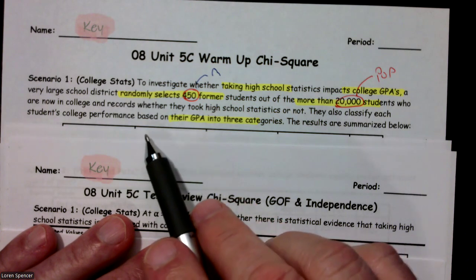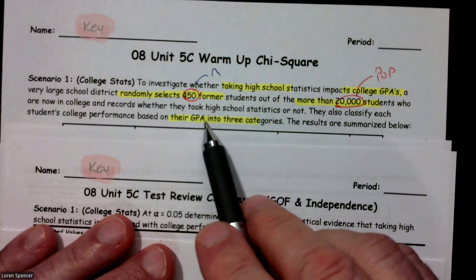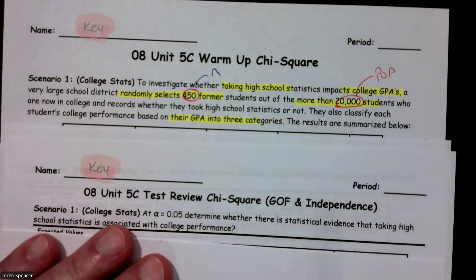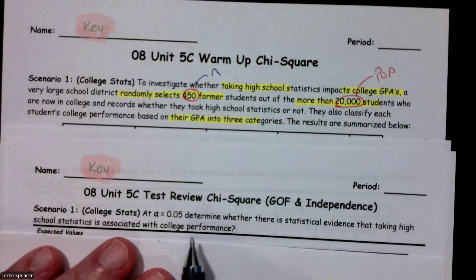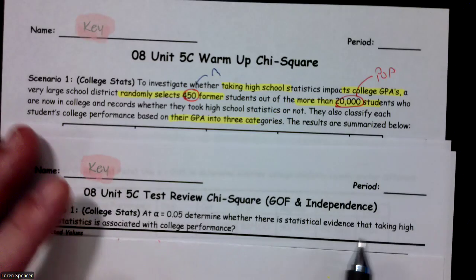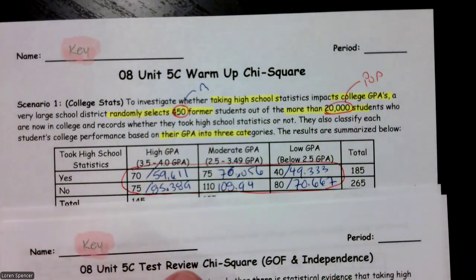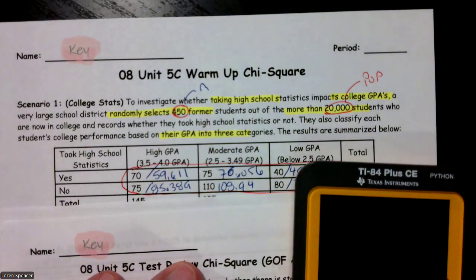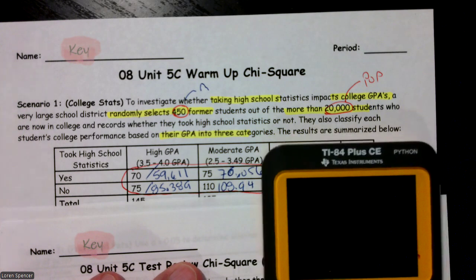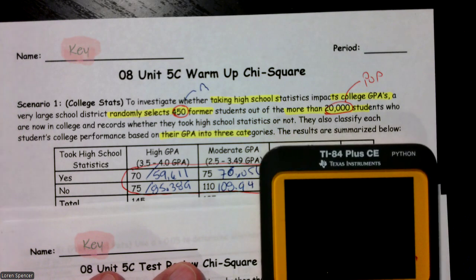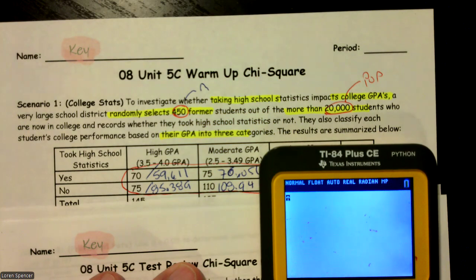They also classified each student's college performance based on their GPA in 3 categories. At alpha equal 0.05, determine whether there is statistical evidence that taking high school statistics is associated with college performance. So what I need to do is enter this data into the calculator. To do that, we're going to go blue matrix.